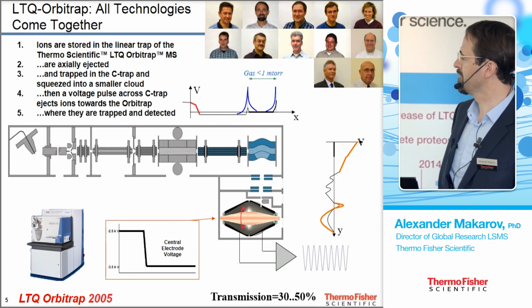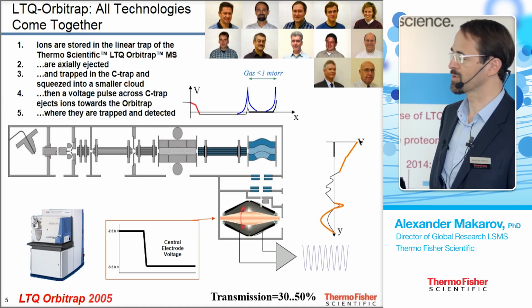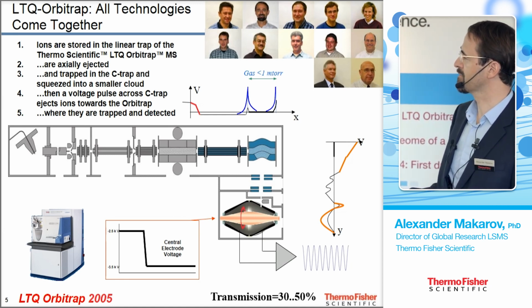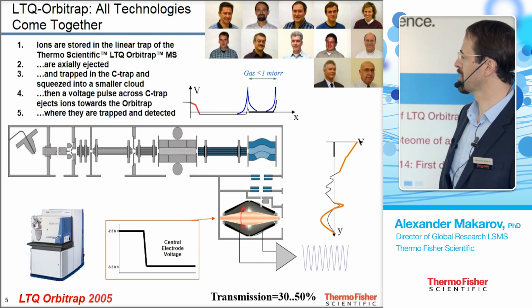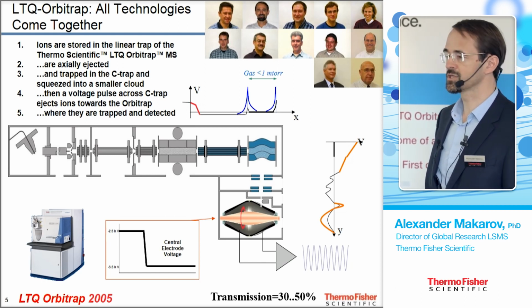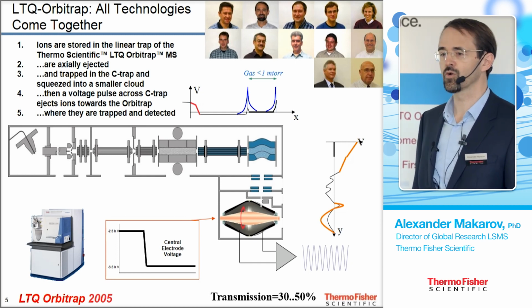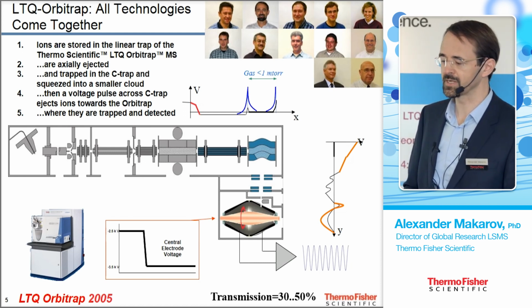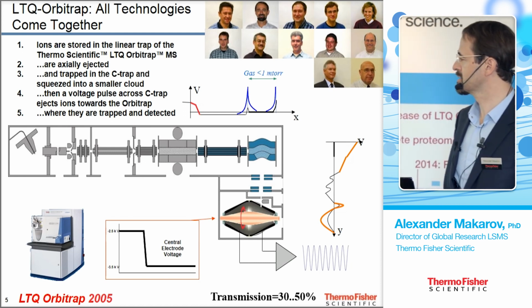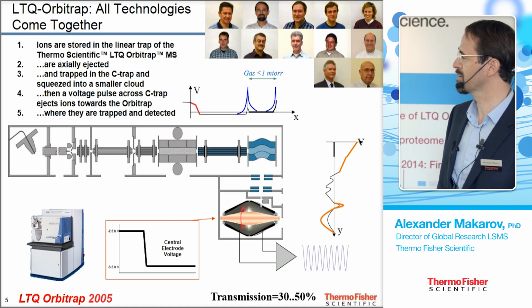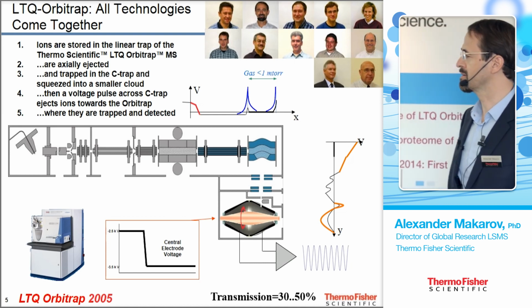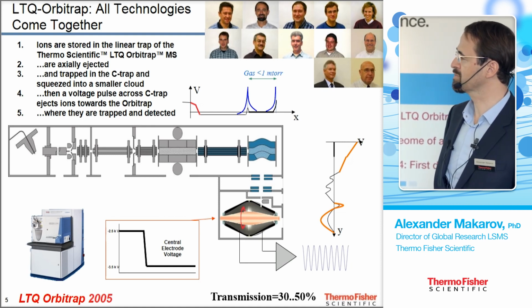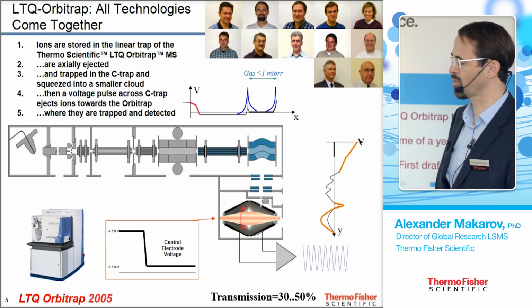And the important feature of this instrument, which was not obvious at the beginning, became very high transmission of ions from the C-trap to the final signal. Currently it reaches 30 to 50%, which is one or even two orders of magnitude higher than in all other accurate mass analyzers. And this single parameter, along with the built-in properties of high mass accuracy, resolution, and so on, enforced acceptance of this instrument in proteomics.